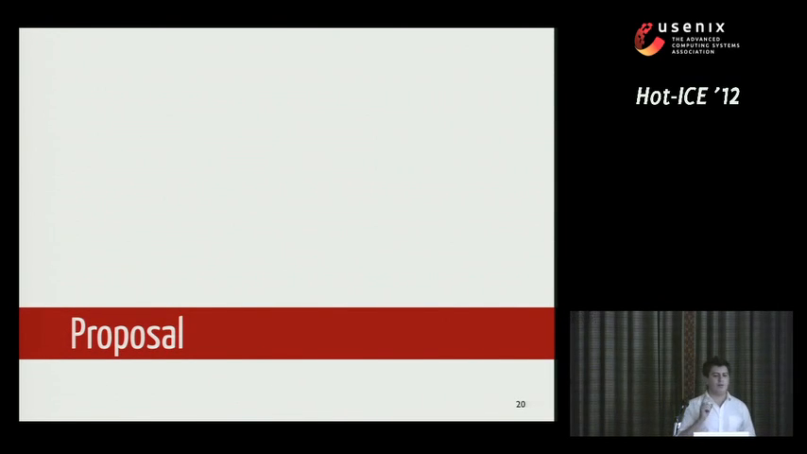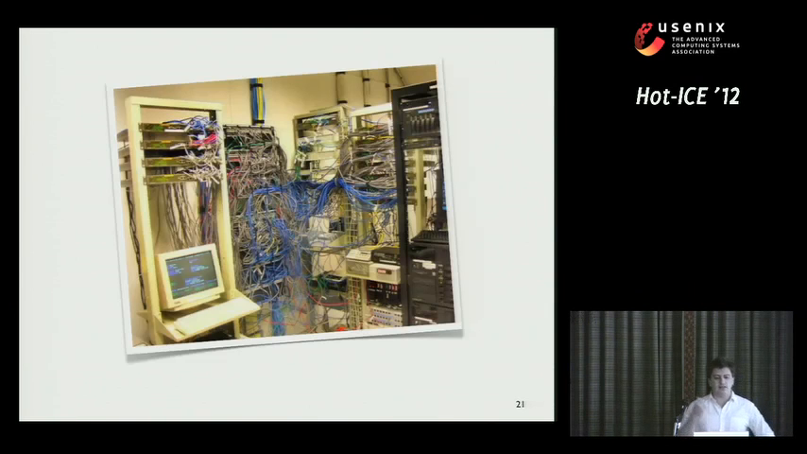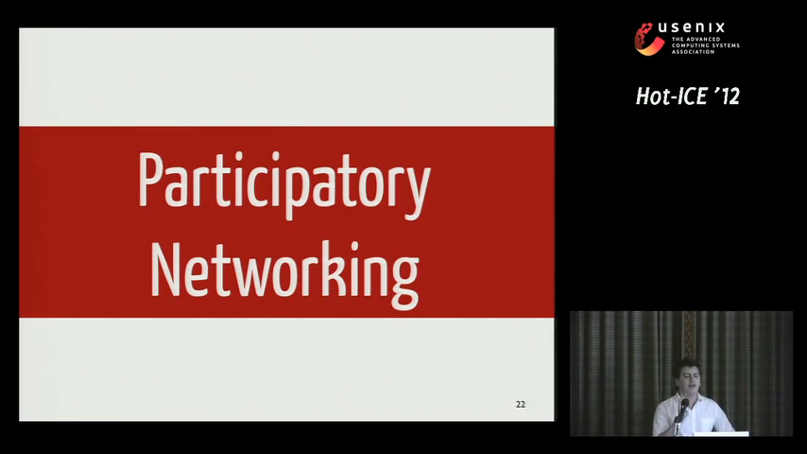So to resolve this question, we propose that regular users, applications, and end hosts be allowed to configure the network for themselves. We call this approach participatory networking. With it, end hosts, users, and applications inside of a single administrative domain inform the network control plane how to manage its many useful resources. This frees the network from the need to infer a correct configuration.